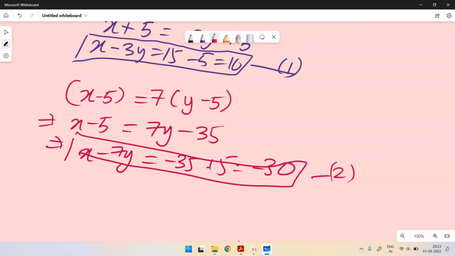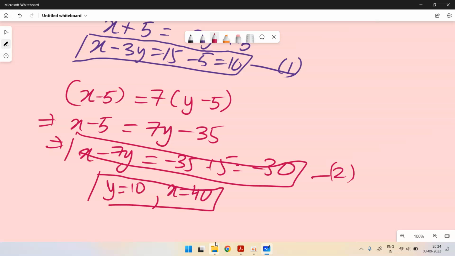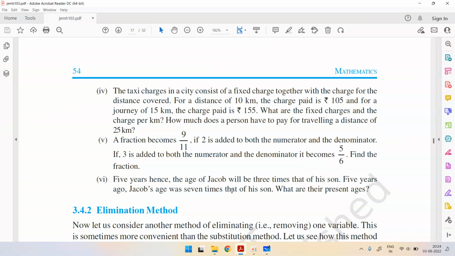Now if you solve these equations, you get the value of y is 10 and the value of x is 40. Checking: after 5 years, they will be 45 and 15, and 45 is 3 times 15. 5 years ago, they were 35 and 5, and 35 is 7 times 5. If you solve by the substitution method or any other method, you will get the answer.